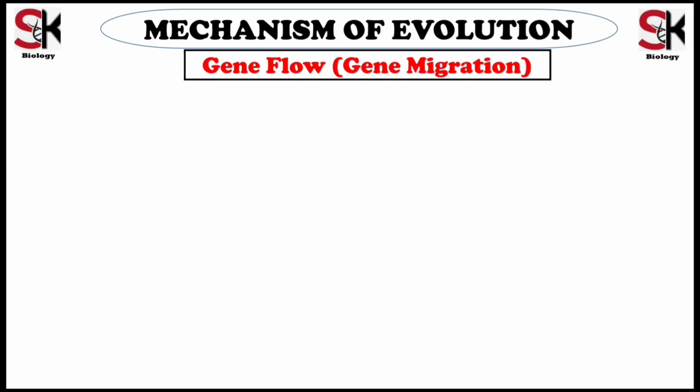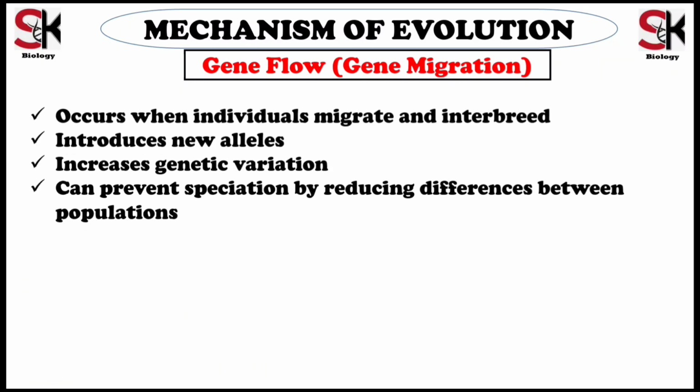These are some important characteristics of gene flow. Gene flow occurs when individuals migrate and interbreed. It introduces new alleles. It increases genetic variation, and it can prevent speciation by reducing differences between populations.